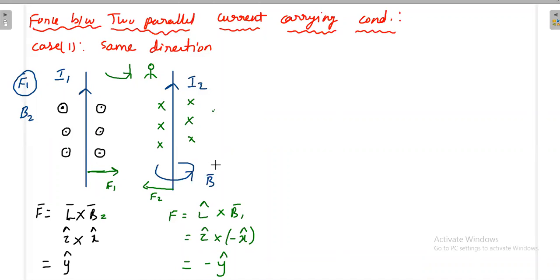So what is actually happening? For this conductor the force is acting in this way. For this conductor the force is in that way. Finally both the conductors will come together. So there is a force of attraction, and the conductors will try to come close together. Whenever the current flows in the same direction, there will be a force of attraction.